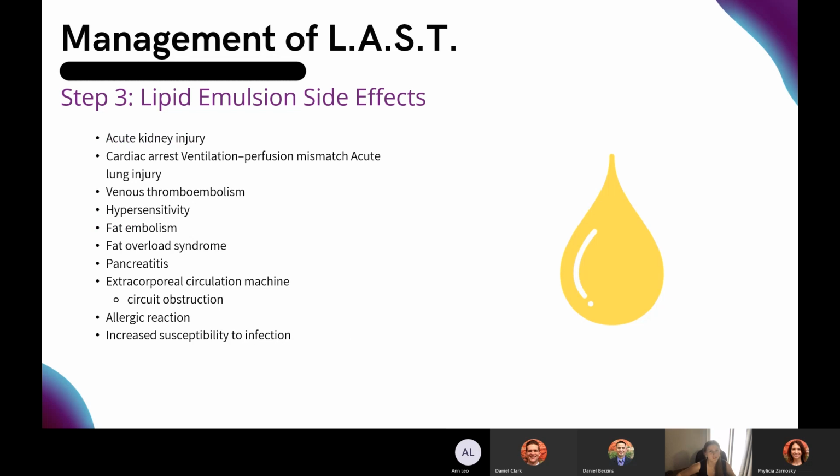And just so you know, a lot of the things that I've looked at, lipid emulsion therapy seems to be the standard of care when it comes to LAST adverse events. However, even though it seems to be such a great therapy, there are some possible side effects that could occur with lipid emulsion therapy, even though they don't happen very often, which are listed here as acute kidney injury, cardiac arrest, venous thromboembolism, hypersensitivity, fat embolism, fat overload syndrome, pancreatitis, allergic reaction, and increased susceptibility to infection.